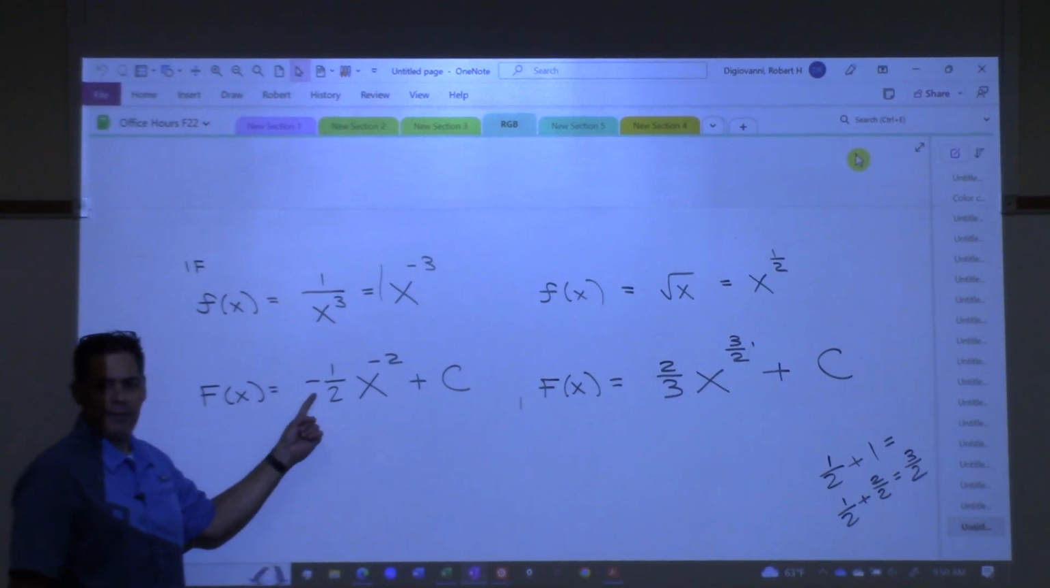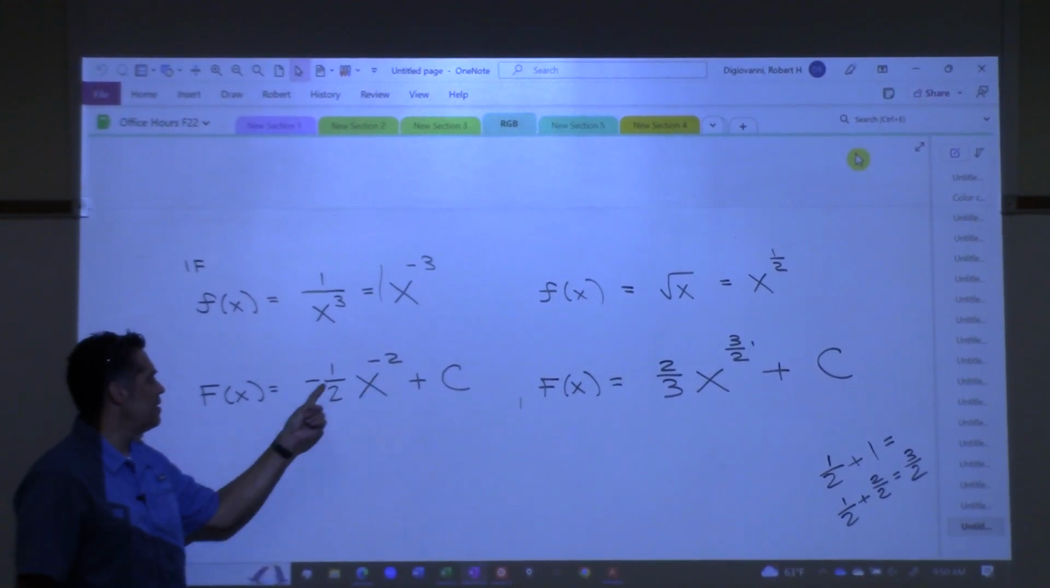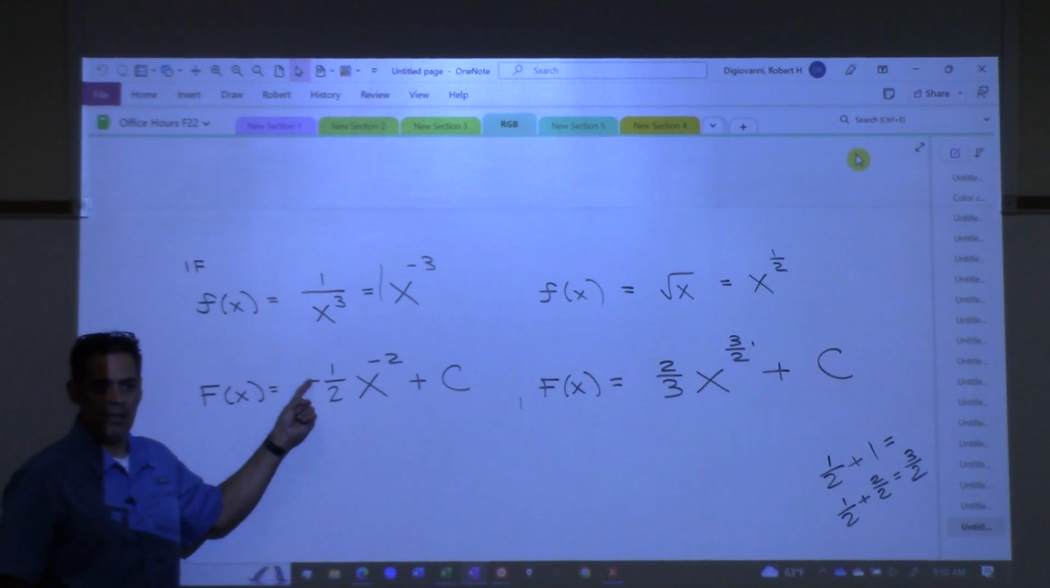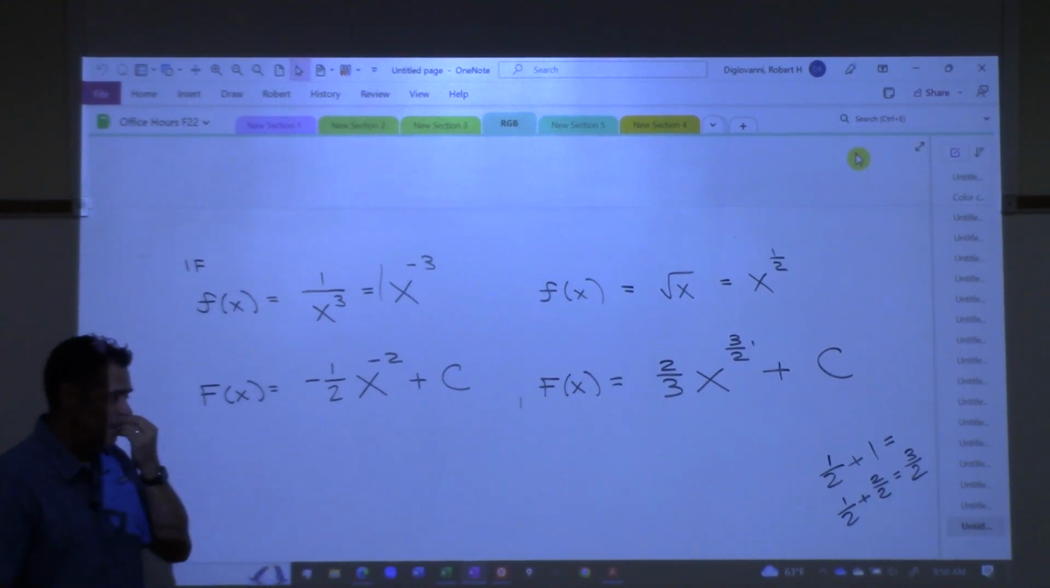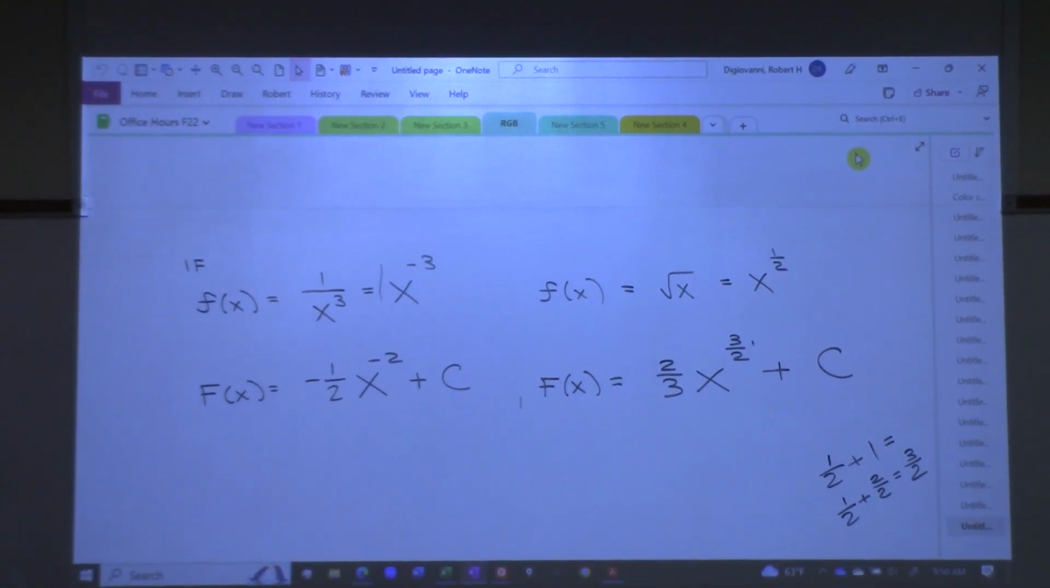Why did I make it negative? Because the negative times the negative would give you positive, right? And then these should turn into a 1. Are y'all kind of getting this?